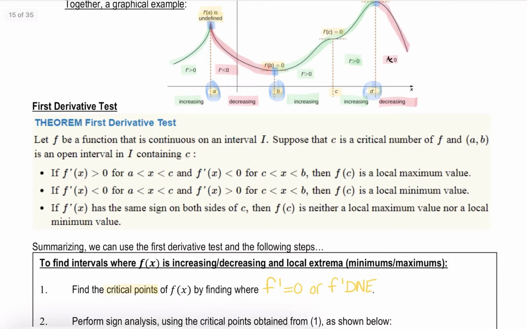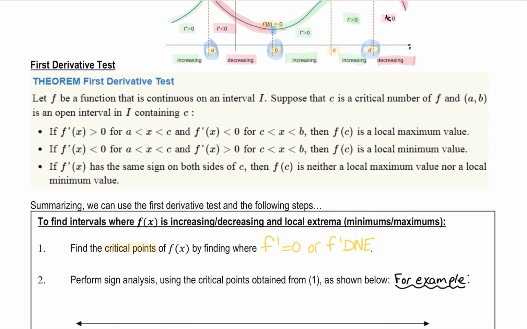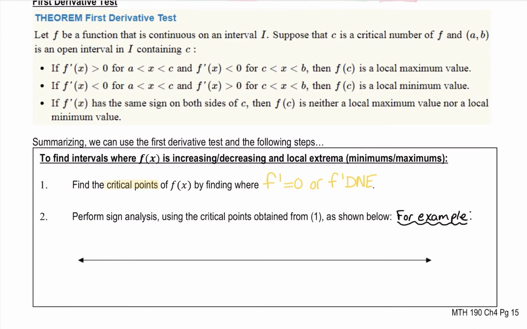And then let's take a look at the sign analysis we're going to do. This is obviously not always going to be the case, but we're going to use the graph up above. So let's say we found those points A, B, C, and D. Those are the points that we found for our critical numbers.